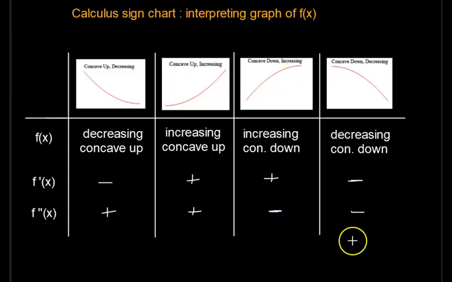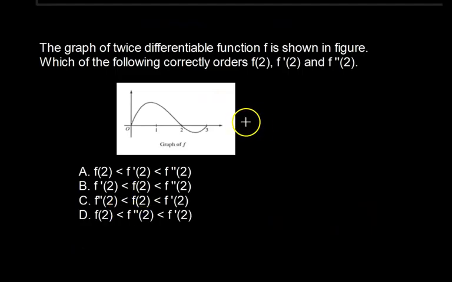So for an increasing function, the first derivative is always positive. For a decreasing one, the first derivative is always negative. When the function is concave up, the second derivative is positive, and when the function is concave down, the second derivative is negative. Now let us see how these concepts are used in solving this problem.